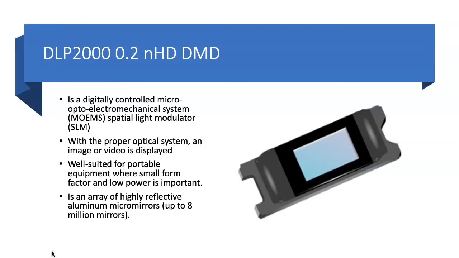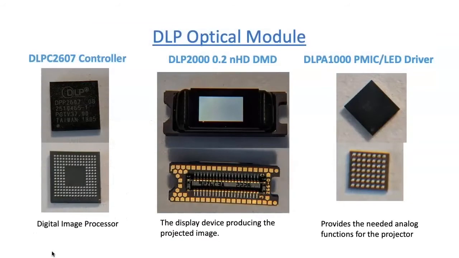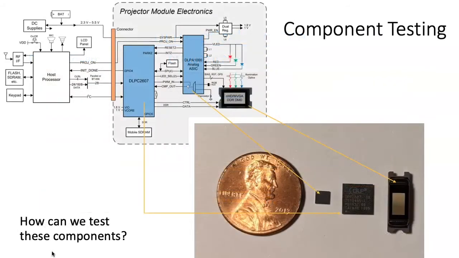It's suited for small items, small equipment, as I said before, phones or watches. It has an array of highly reflective aluminum micro mirrors, up to 8 million mirrors. So even though it's a very small device, it has a lot of mirrors. These are the examples of the 3 chips. That's how they looked, top and the bottom where the pins are showing. And to have a better understanding of their sizes, we have a penny here to compare with them.